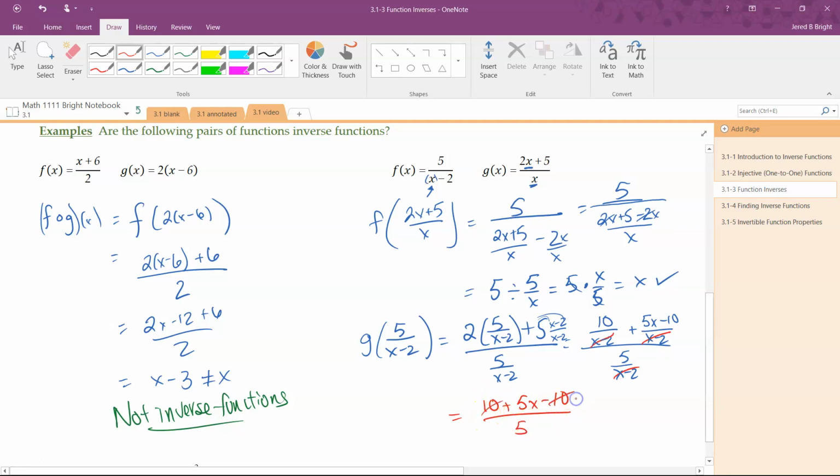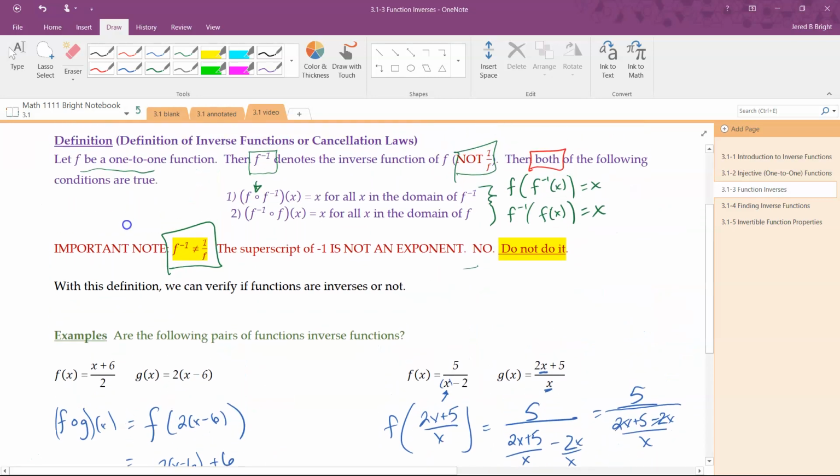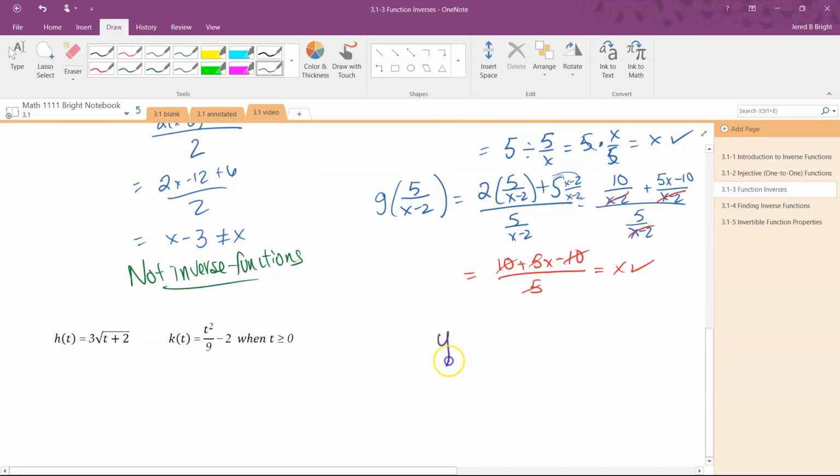And certainly the 10 and minus 10 reduce, and then the 5 and the 5 will reduce as well, and I end up with x. So that's also good, right? I did the composition in both orders, got x. So I'm satisfying both of the cancellation laws. So, consequently, since both of them are satisfied, I'm going to say yes, f of x and g of x are inverses. And I can even say g of x is equal to f inverse, f superscript minus 1 of x.